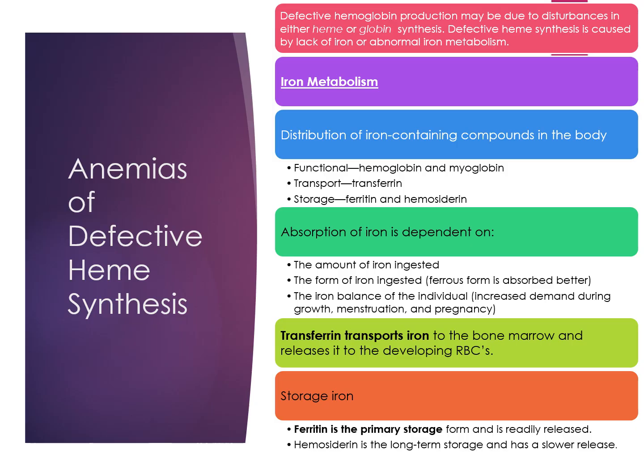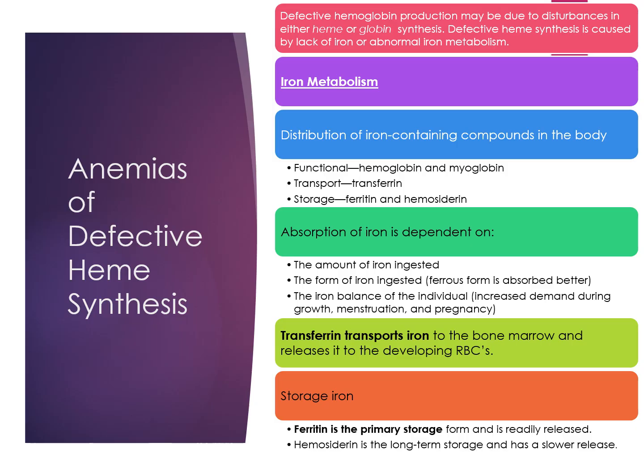One of the broad areas that we see anemia fall under with regard to microcytic hypochromic anemias are anemias of defective heme synthesis. Now, defective hemoglobin production might be due to disturbances in either the heme group or the globin chains and their synthesis. It could also be caused by lack of iron or abnormal iron metabolism. So there might be times when we have enough iron, but it's not being transported or implemented into that hemoglobin molecule the way it needs to be.